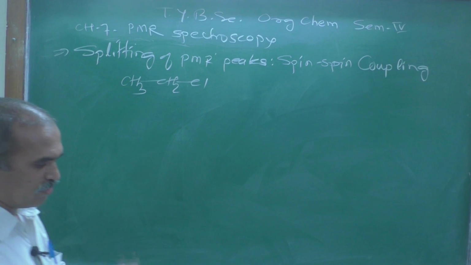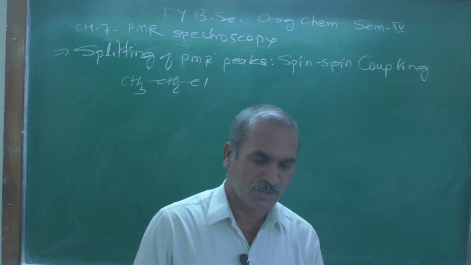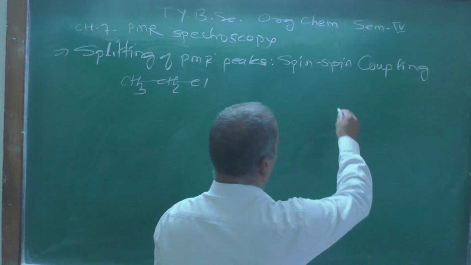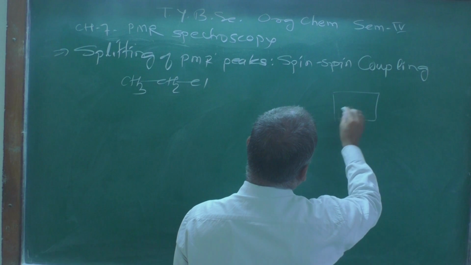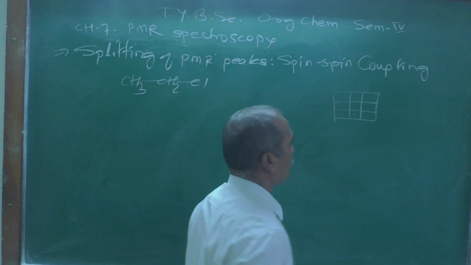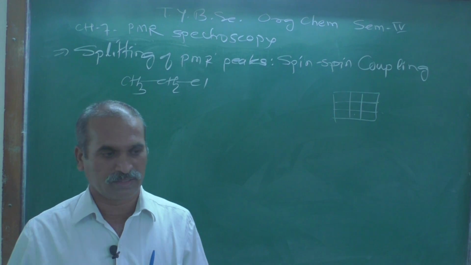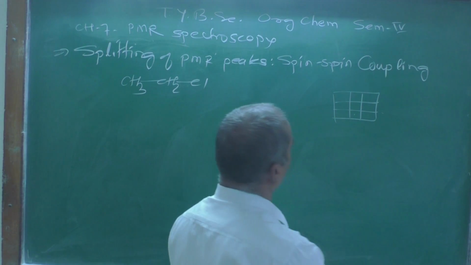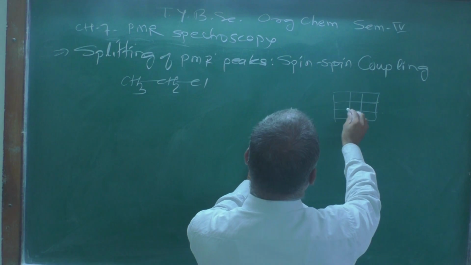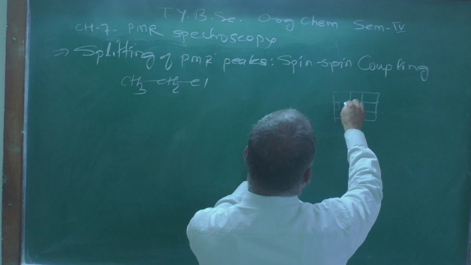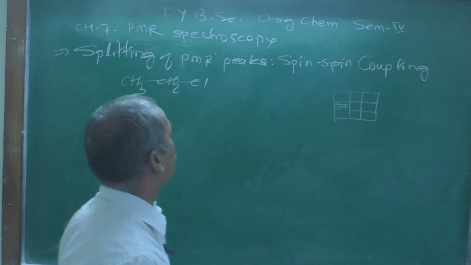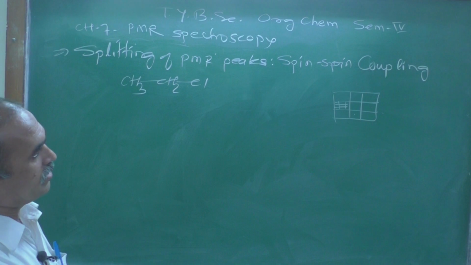Splitting, in Microsoft Word, you generally insert a table. Suppose there are 3 columns and 3 rows, but in one column you want to split it. So you can split it this way, and this is known as a splitting of PMR peaks.